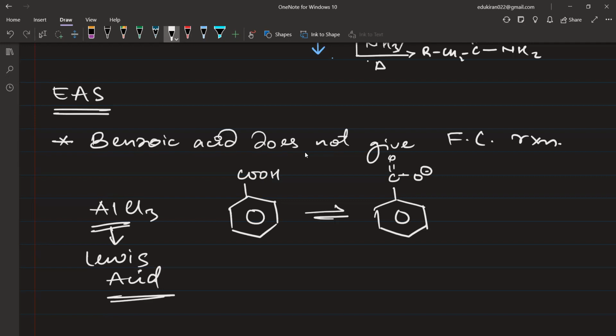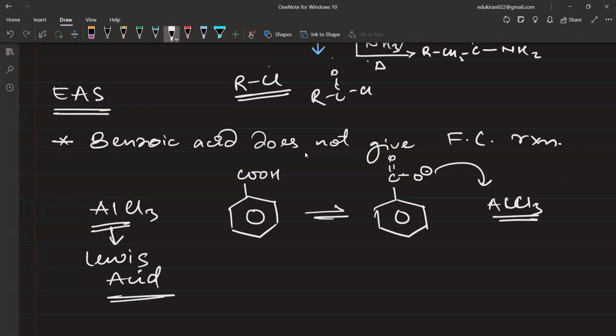rather than the AlCl3 attacking on the acylating or the alkylating reagent such as RCl and RC double bond OCl, है ना? Alkylation में RCl होता है, तो क्या होना चाहिए? Cl को attack करना चाहिए AlCl3 में, but here we have O negative atoms, right? So O negative atom is going to react on AlCl3. Okay, it is going to react with AlCl3 and it is going to form a salt. Okay, that is why it does not react.